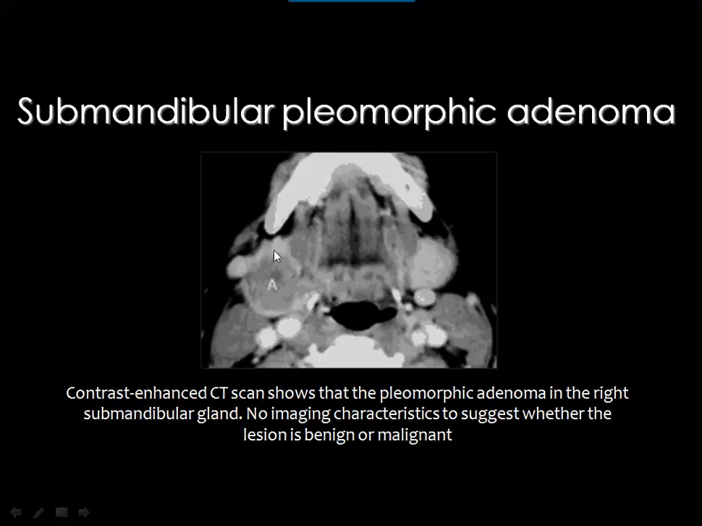And pleomorphic adenoma can also occur in the submandibular gland, but is more common in the parotid gland. And this is an example of an adenoma in the right submandibular salivary gland. This is the left submandibular salivary gland, which is normal.